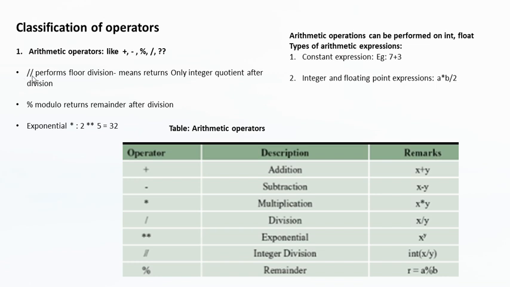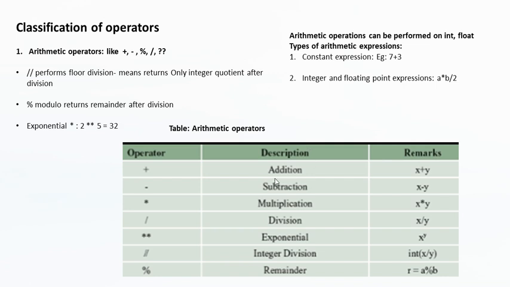You also have something called double division, double slash, like this. This performs the floor division. It means it returns only the integer quotient after the division. I will show all of these examples in the Jupyter notebook. And percentage is actually a modulus. It returns the remainder after the division.